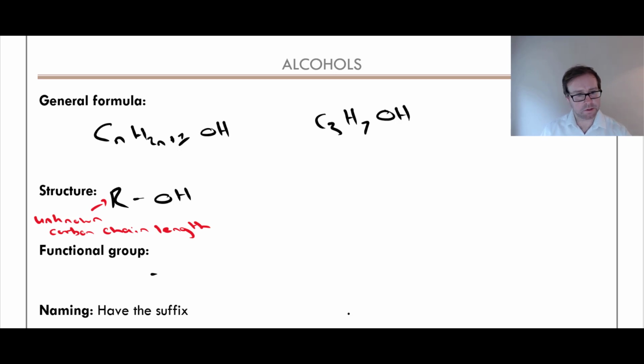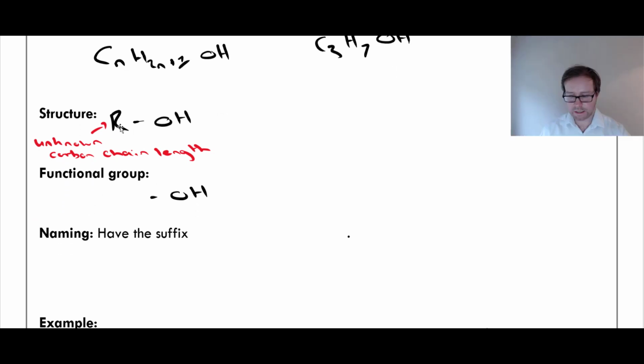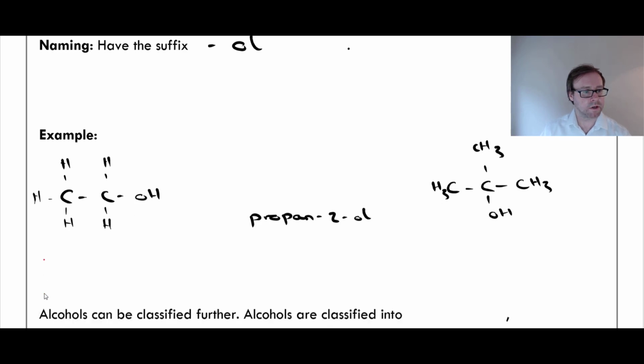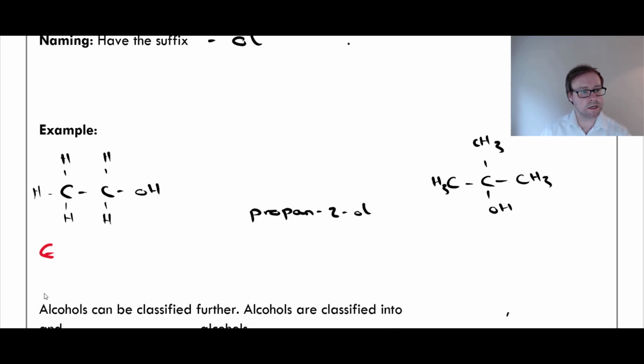Functional group, as you're probably well aware, is an OH, and they have the suffix or the end of ol. E.g., got some examples for you. So I'd like you to have a go at naming or drawing them, whatever's missing. Okay, for the first one then, what have we got? We've got 2 carbons, so we know it's eth. And the ending is ol, because we have our oxygen here.